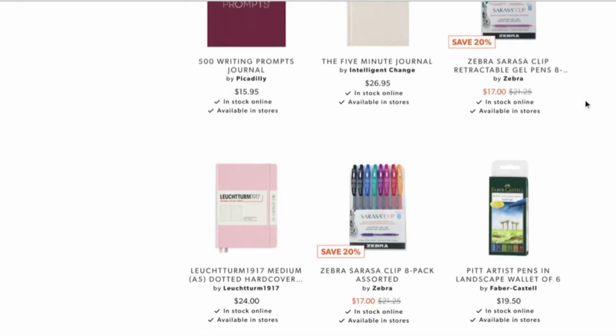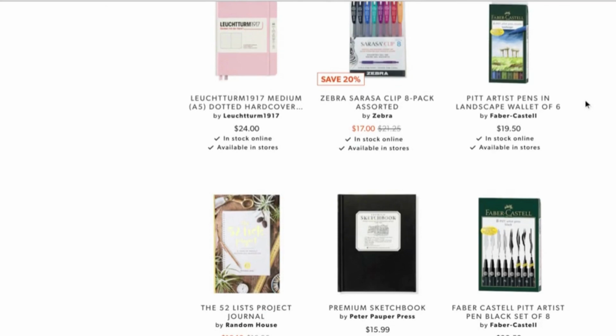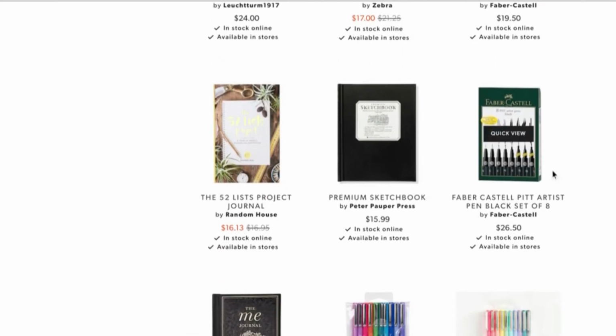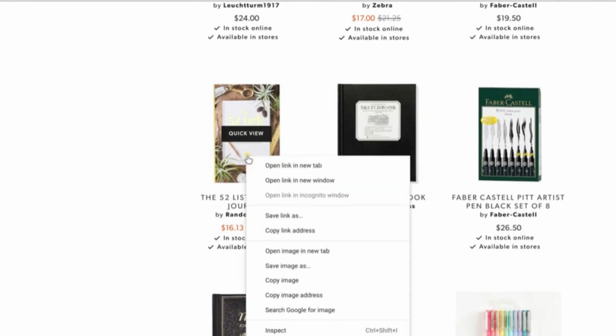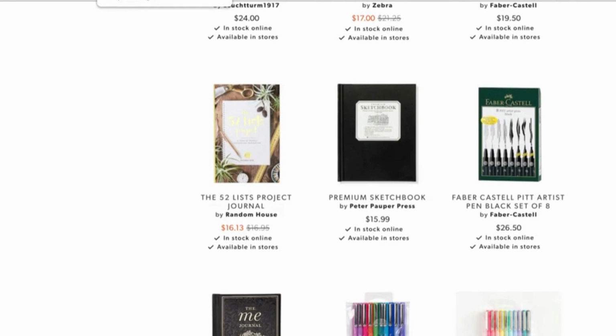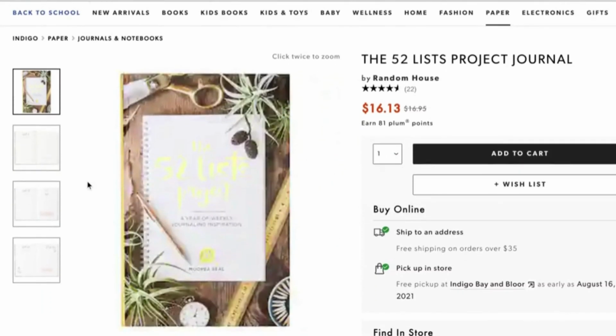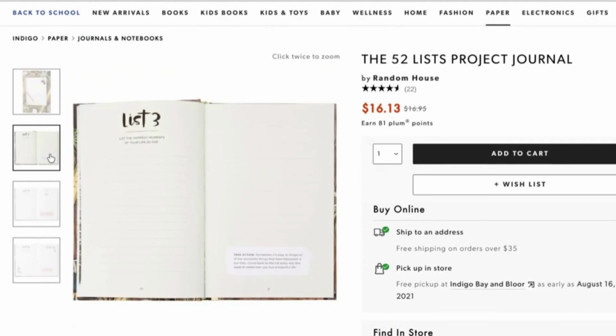More writing prompts, looks like that just has a different kind of cover, a sketchbook, this one's a little bit hard to read, the 52 Lists Project. Let's check this one out and see what it's all about. This is a year of weekly journaling inspiration. So this says, list the happiest moments of your life so far.